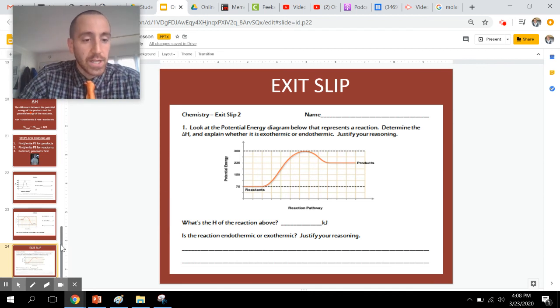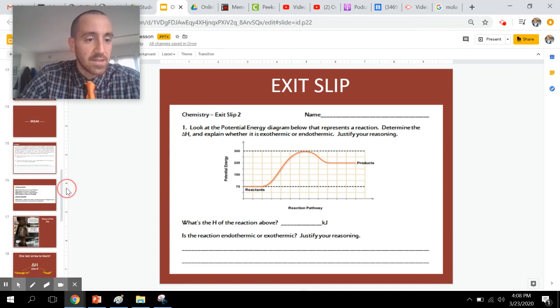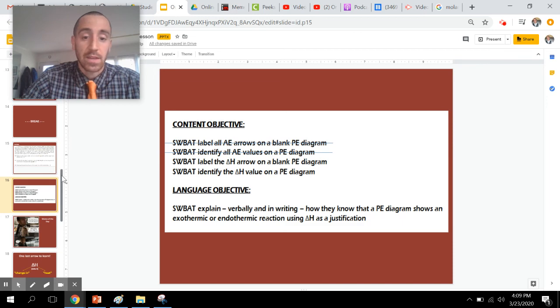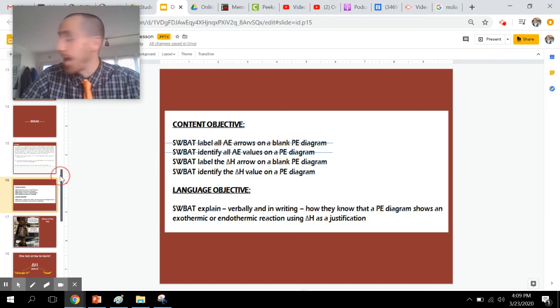Our objective between yesterday's lesson and today's lesson was to label all the AE arrows, to identify all the AE values, that's activation energy. Now you know how to label the delta H arrow and to identify the delta H on a PE diagram. And also you should know now how to explain whether something is in fact exothermic or endothermic.